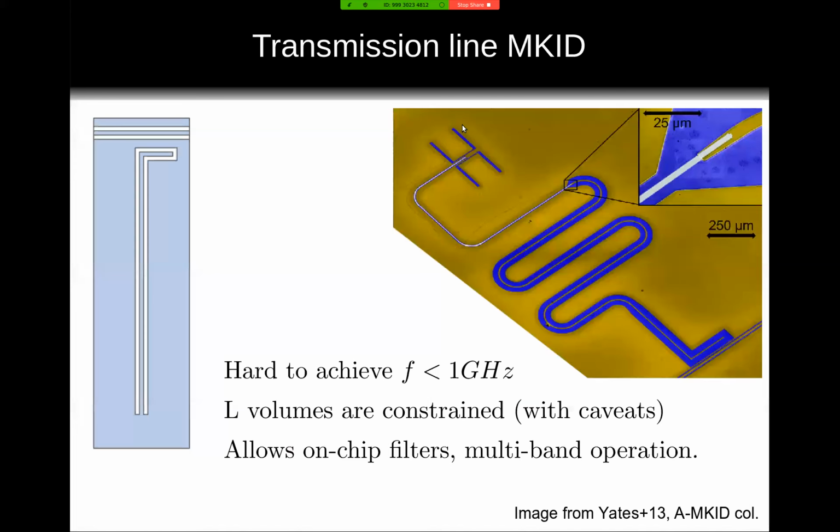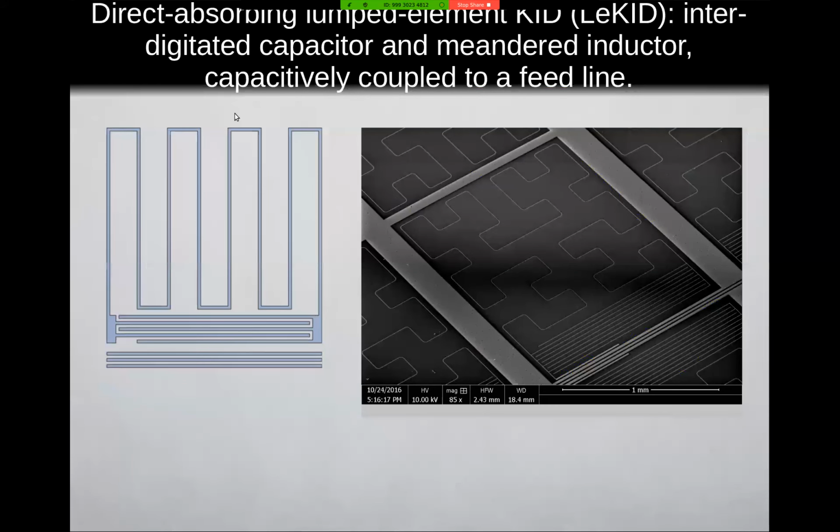You can make a couple of different kinds. You can make them either by making a long transmission line that is resonant. You can think of this as a piece of coax that has a specific length. In this case, it's half a centimeter long and made in niobium, but same idea. The other thing you can do is make what's called a lumped element kinetic inductance detector, shown here.